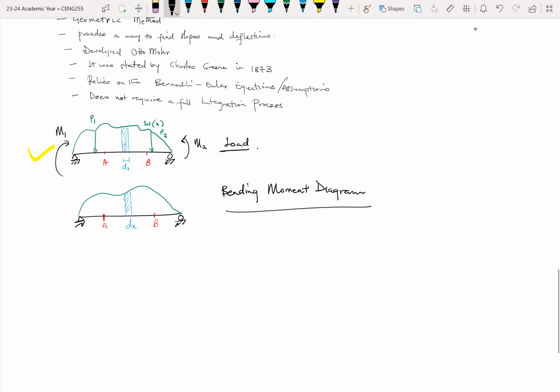Now we recall that theta, the slope or the change in slope, is equal to M over EI dx. So we came up with this. And then if you integrate both sides, it means that theta, which is the slope, is equal to the integral of M over EI dx.